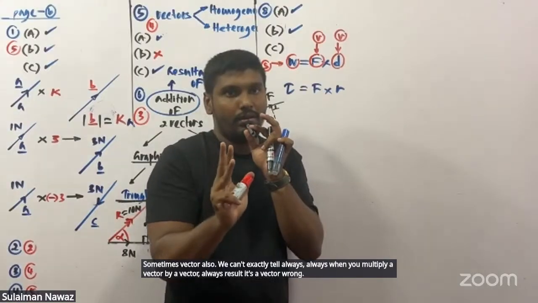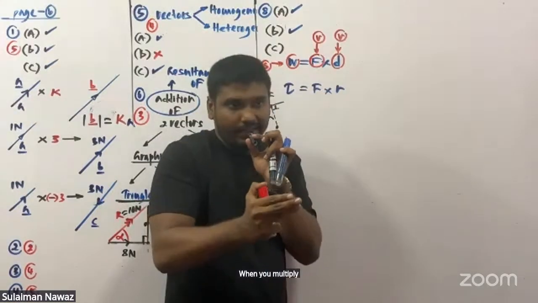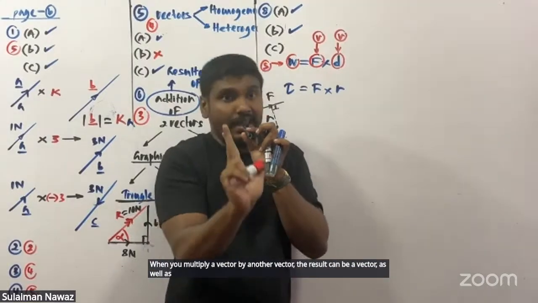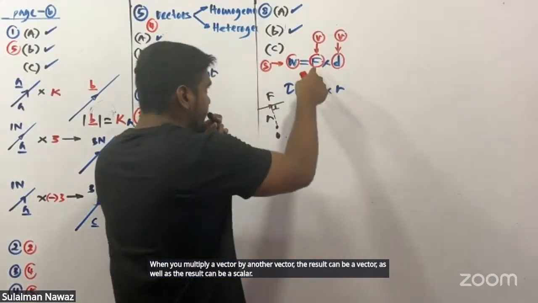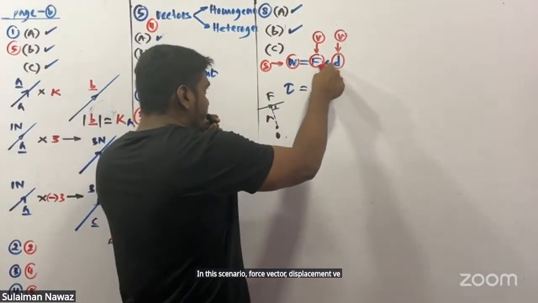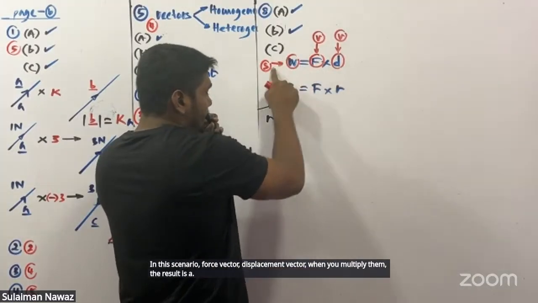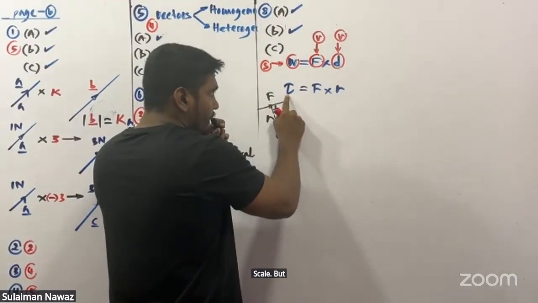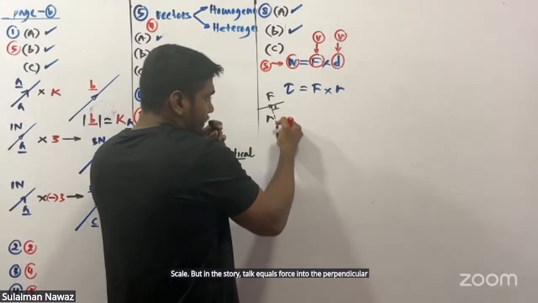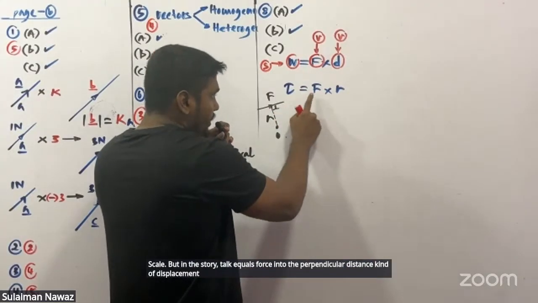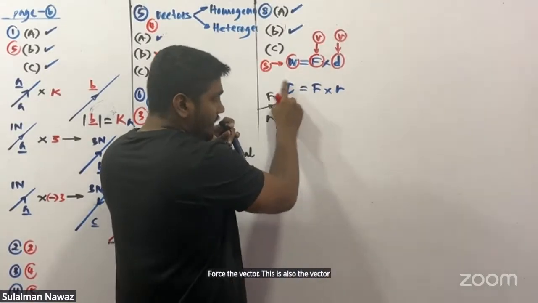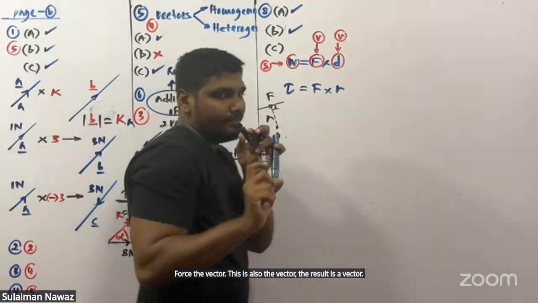Wrong. When you multiply a vector by another vector, the result can be a vector as well as a scalar. In this scenario, force vector and displacement vector, when you multiply them, the result is a scalar. But in this story, torque equals force into the perpendicular distance, kind of displacement only. Force is a vector, this is also a vector, the result is a vector. Torque is a vector. You will learn.